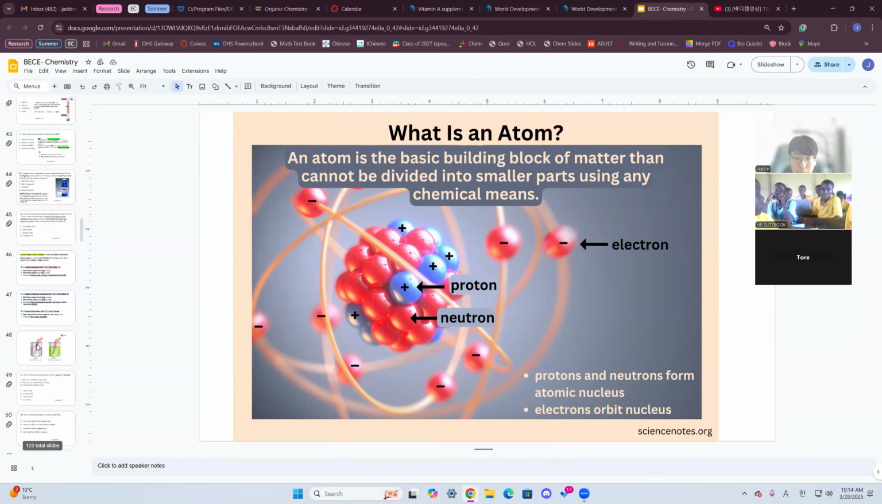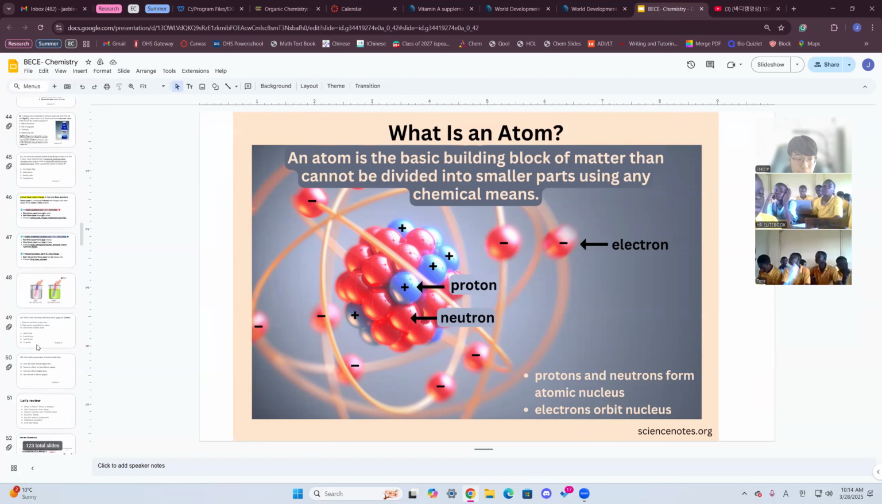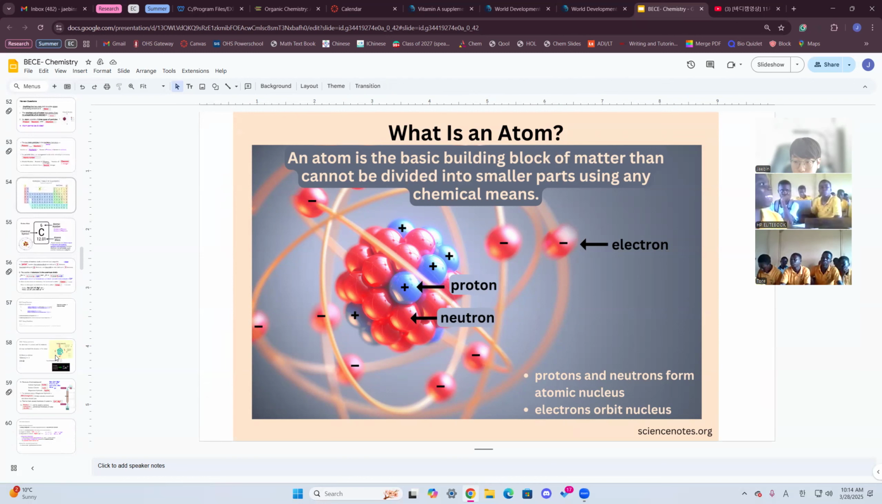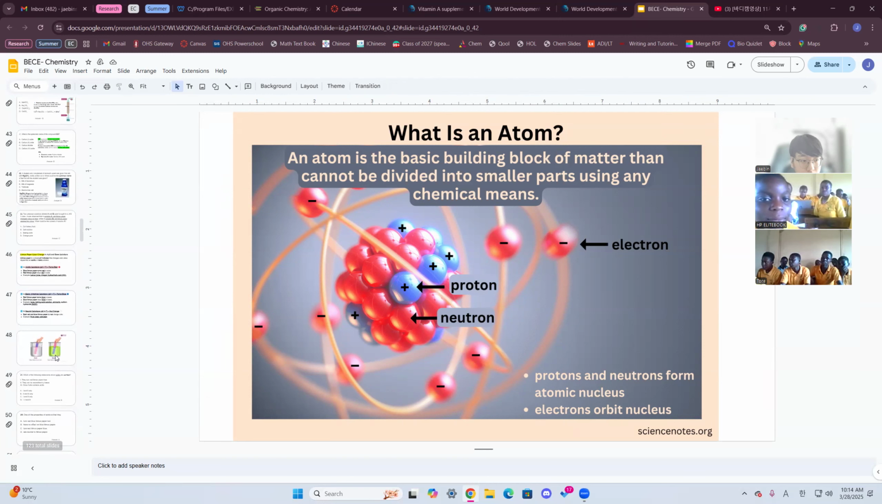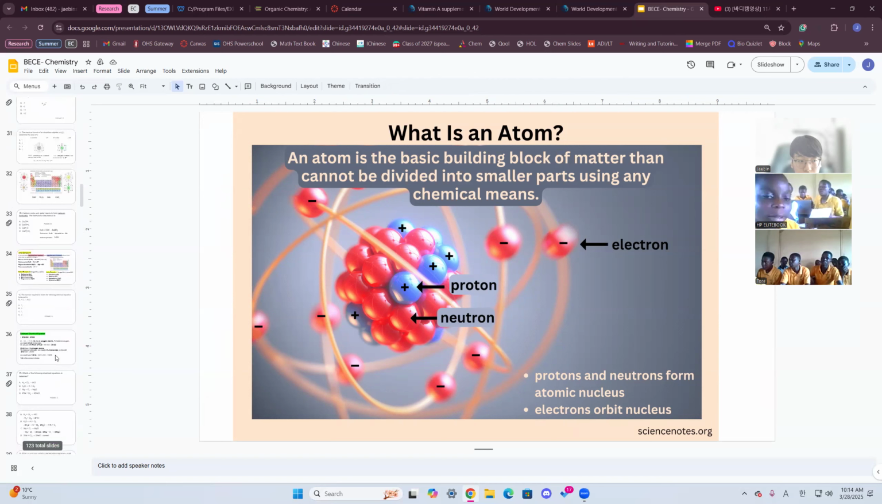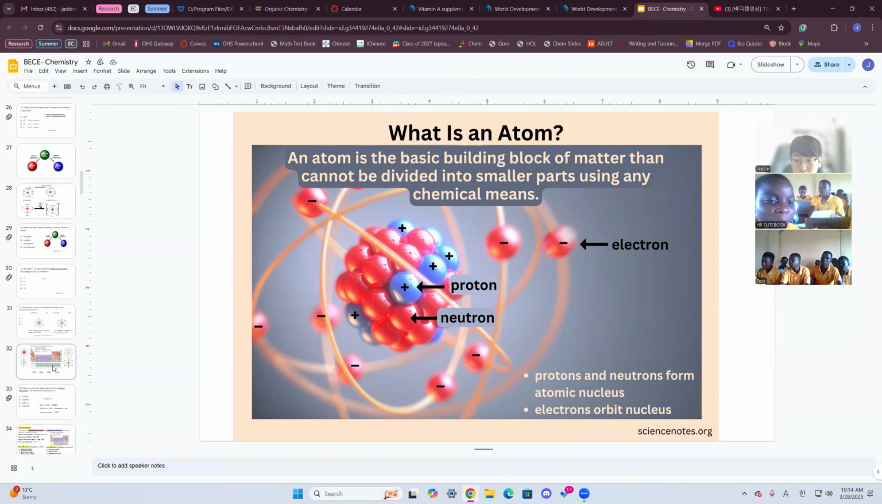Do you have any other question? Yes. How can you calculate? What is that? Oh, you mean how can you calculate the number of protons and neutrons? No. How can you calculate density?